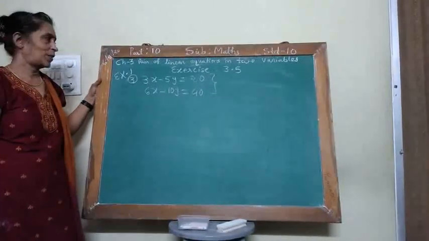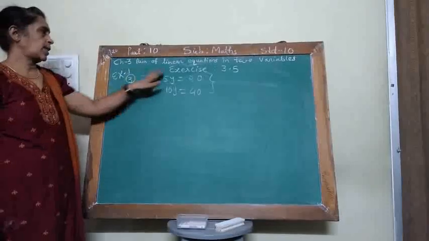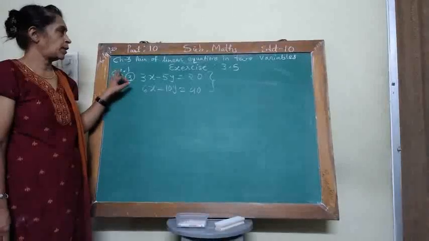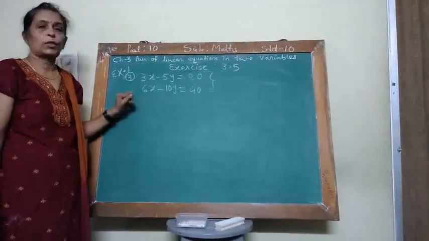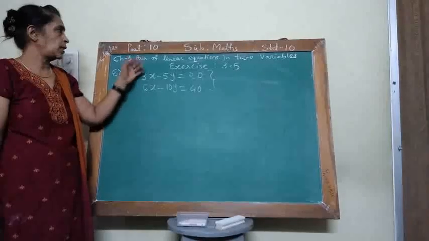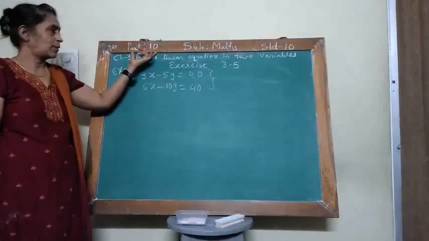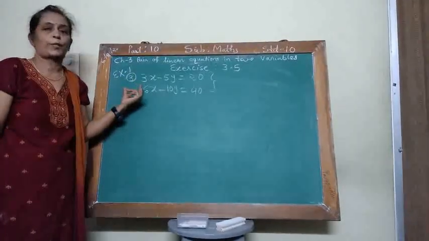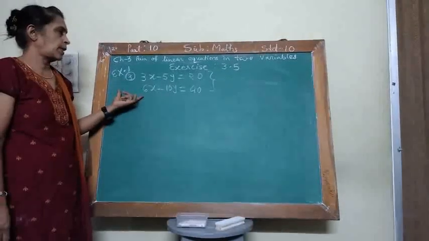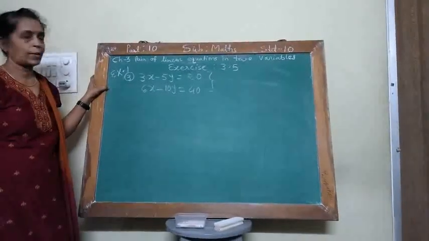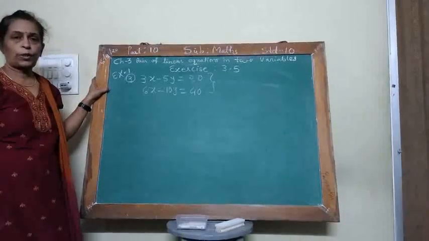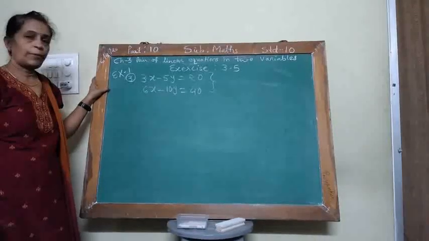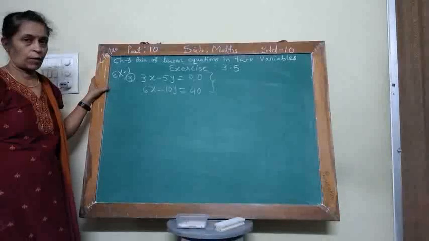Hello students, Namaste. Today I start exercise 3.5, example 1, third number of chapter 3, Pair of Linear Equations in Two Variables, standard 10 English medium, part 10. Okay, third number. In part 9 I have explained the cross multiplication method. In this example you have to say whether this equation has a unique solution, no solution or infinite solution. If it has a unique solution, then you have to solve by which method?